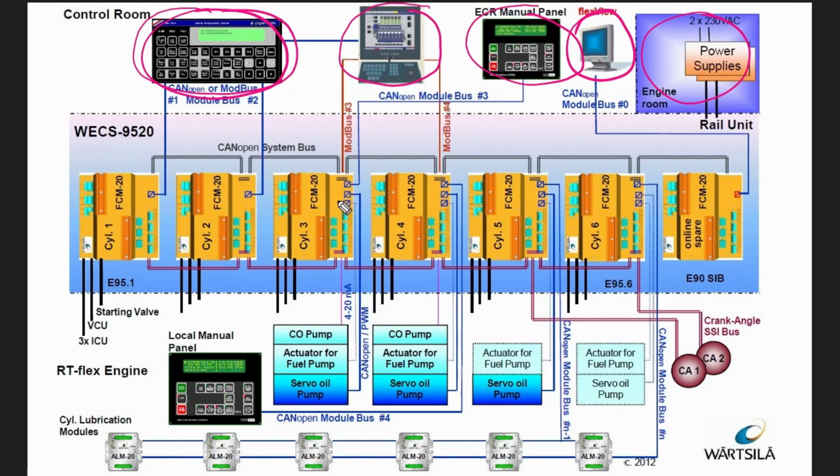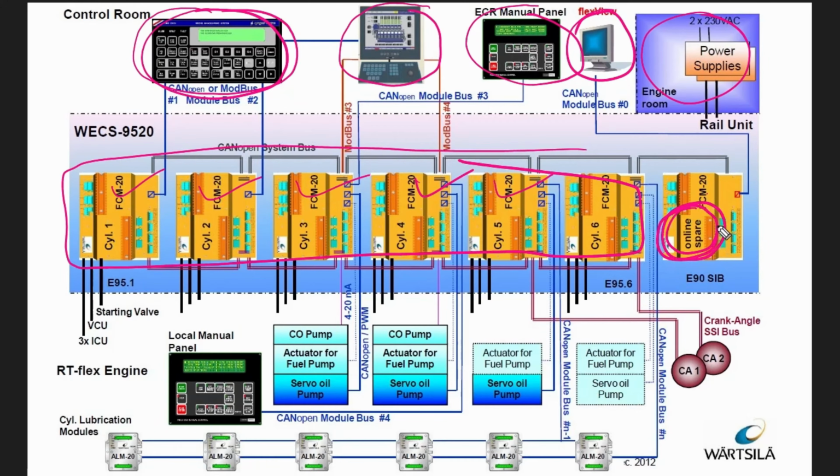All these things are connected to your FCM. For individual cylinders you have a single FCM for each unit. So you can see here a six cylinder system is there. You can see here the complete six cylinders, and one is the online spare.